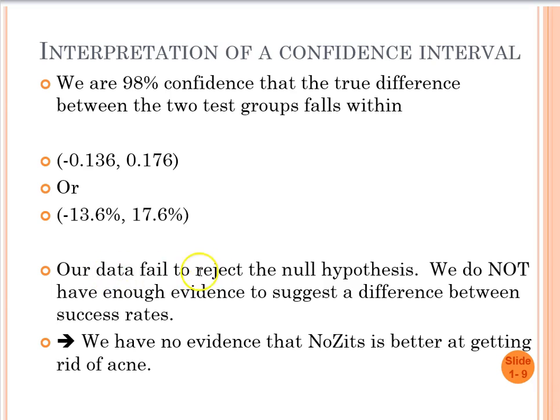So our data fail to reject the null hypothesis. 0 is in this interval, and our null hypothesis is that the two groups are the same. The difference is 0. And so we don't have enough evidence to suggest that there is a difference between these two groups. We have no evidence that Nose-Its is better at getting rid of acne. The reason why there's a difference between these two groups may just be because of sampling variation.